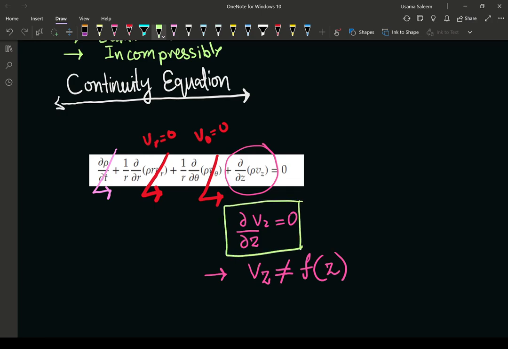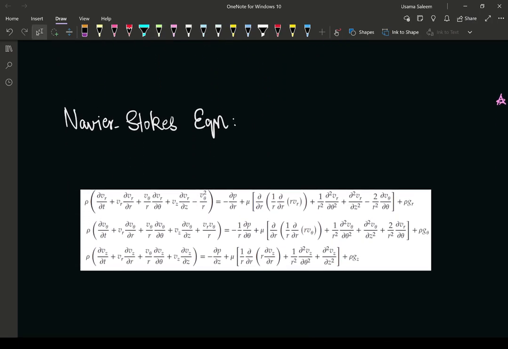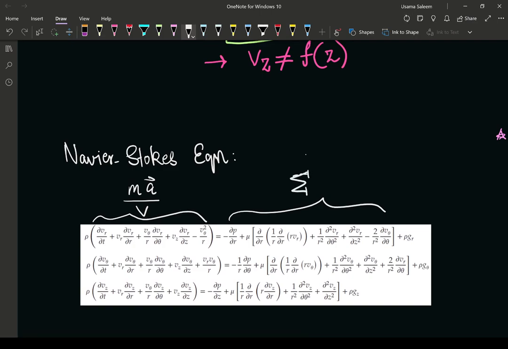Moving on to the Navier-Stokes equation. Just to give you a refresher, it's just a statement of F equals ma, Newton's second law for fluids. In plain words, on the left side we have mass times acceleration per volume, and on the right side I have all the forces.